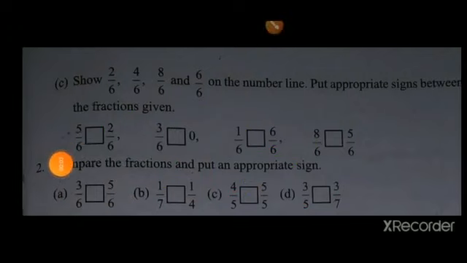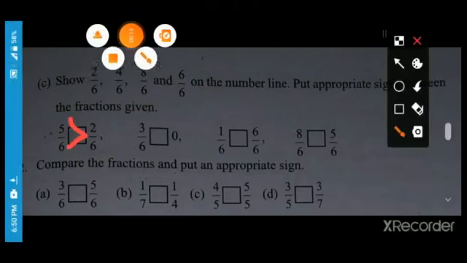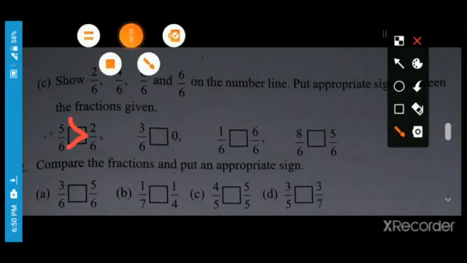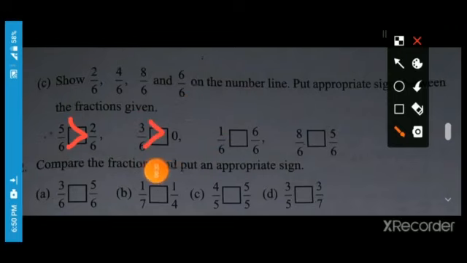Now in 5/6 and 2/6, 5/6 comes on the right hand side of 2/6. It means 5/6 is greater than 2/6. So we put the greater sign in between 5/6 and 2/6. In the next, 3/6 and 0, again 3/6 comes on the right hand side of 0. So 3/6 is greater than 0. So again we put the sign of greater than in between 3/6 and 0.